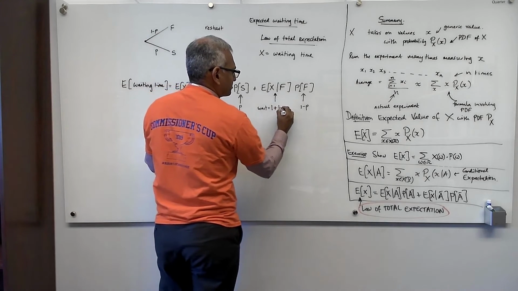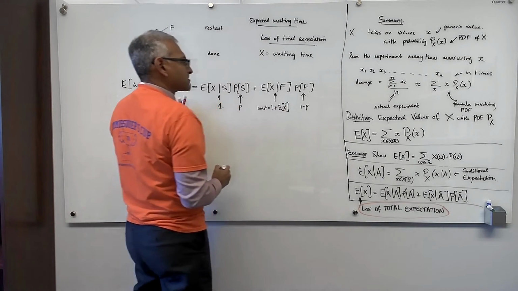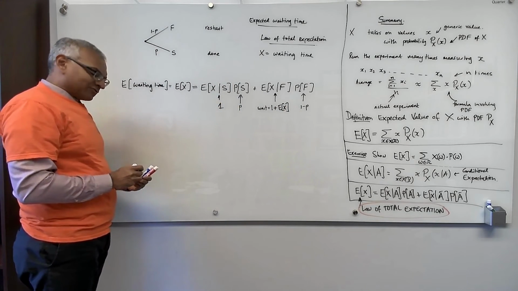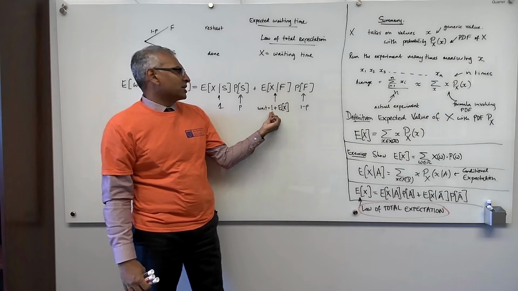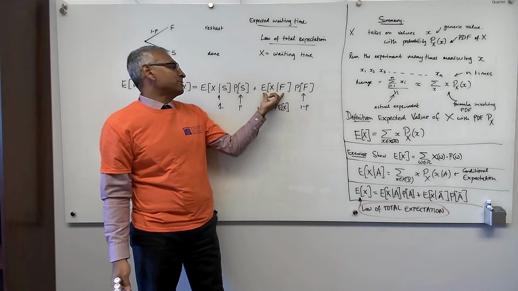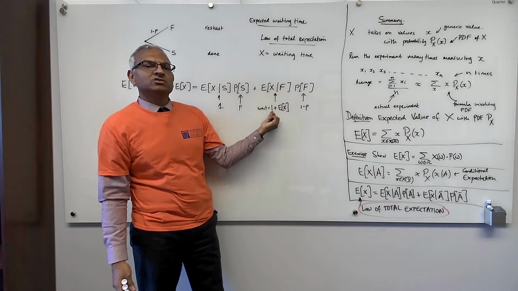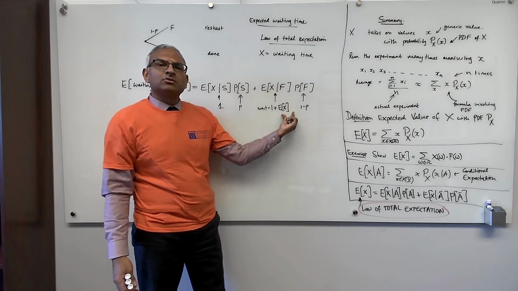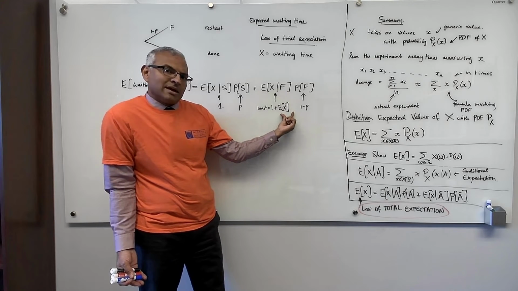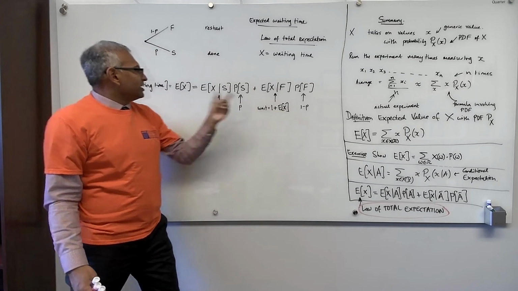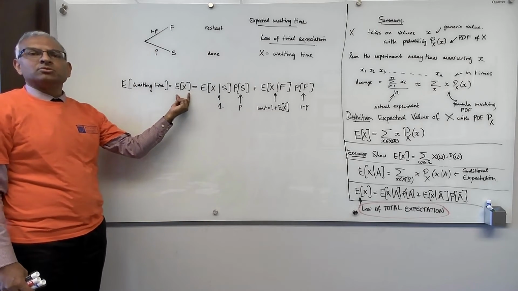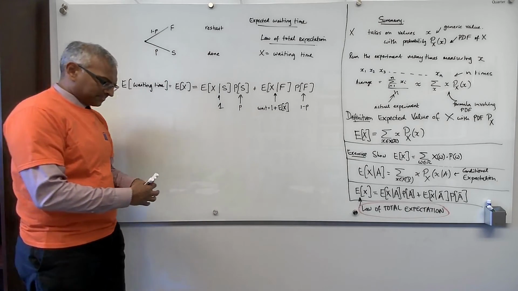So one plus the expected value of x. Now, you have to sit down and think about what's going on here. If you fail, you used up one trial and you're back to the beginning. So your expected waiting time is the one trial you've used up plus how long you expect to wait from a restart. But if you restart, how long you expect to wait is exactly the guy that we're trying to compute, the expected wait from the beginning.